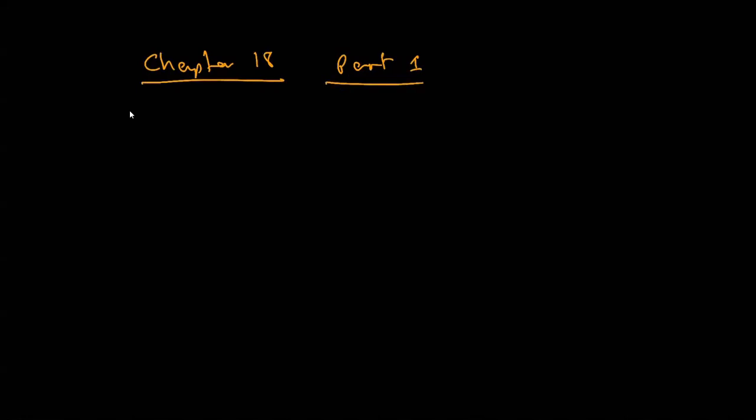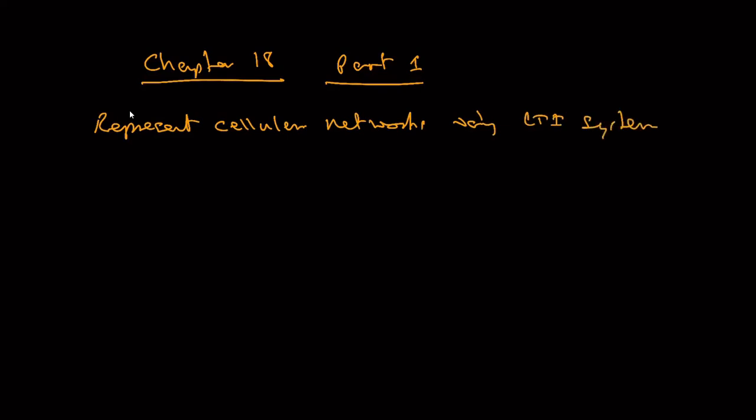All right, so in part 1, in chapter 18, we talk about how to represent cellular networks as LTI systems. To do that, we start off with the system equation. So I'll do a bit of theory, and then we'll go into some examples.